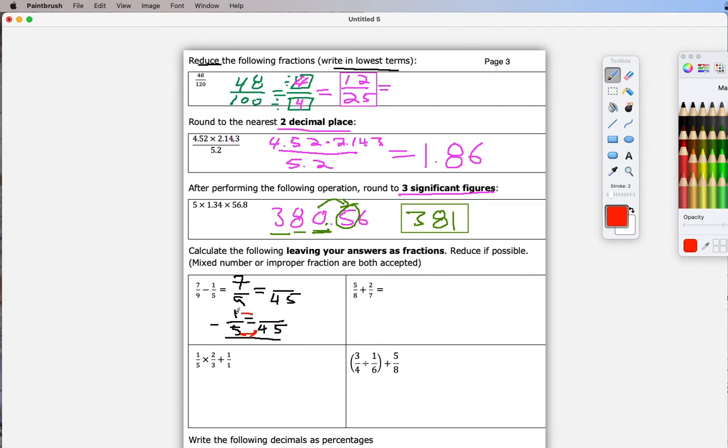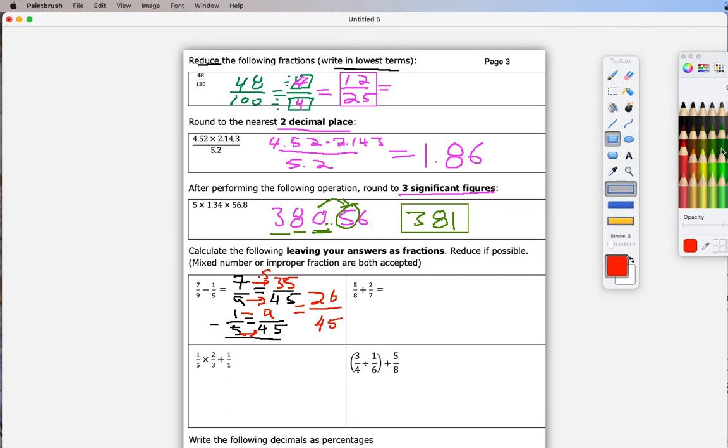So up here, I have to also times by 9. So 1 times 9 is 9. Here, if I go from 9 to 45, I times it by 5. So that means on the top, I also have to times it by 5. So I have 35. Now I have the same denominator because I am subtracting. Now what's 35 subtract 9? I'm going to subtract these. And if you do that, you should get 26 over, and then 45 stays the same.